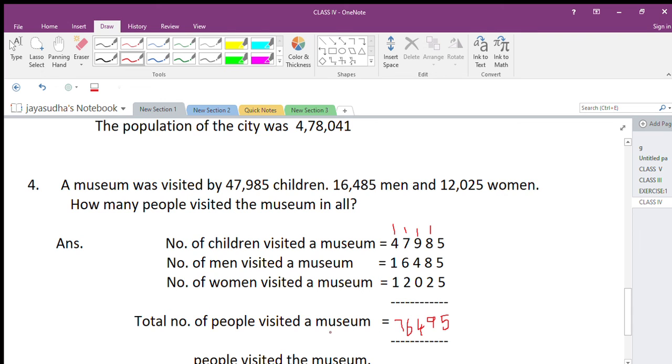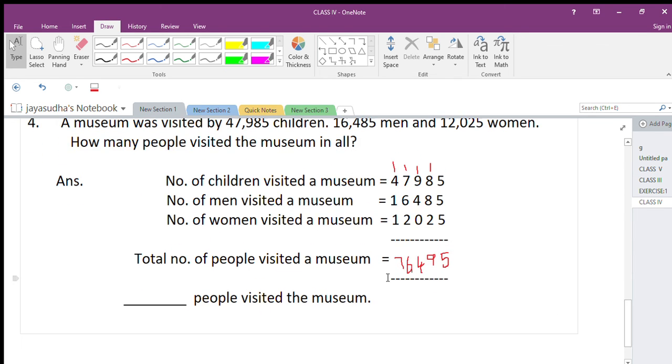Are you okay, children? So the number of people who visited the museum is 76,495. The total number of people who visited the museum is 76,495. Are you okay, children? This is the word sum.